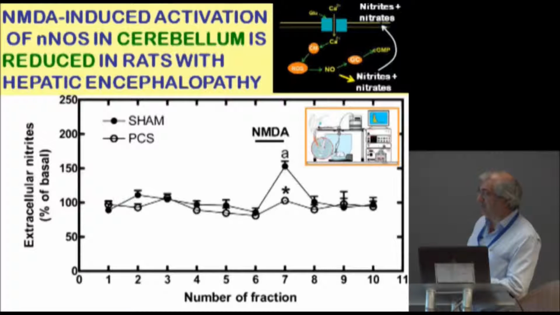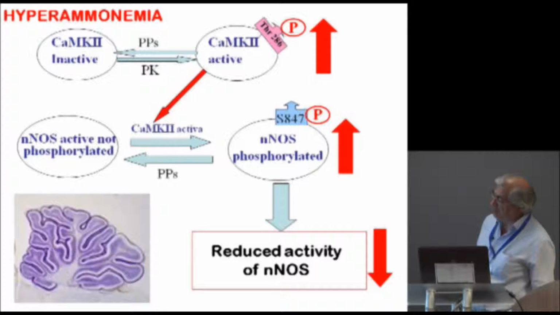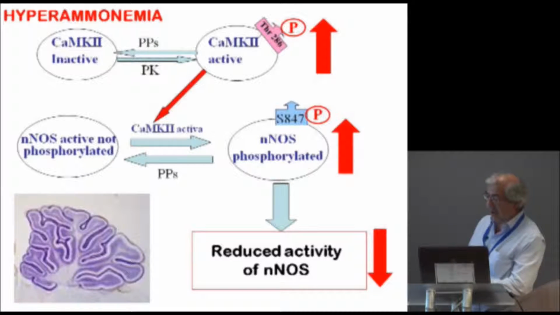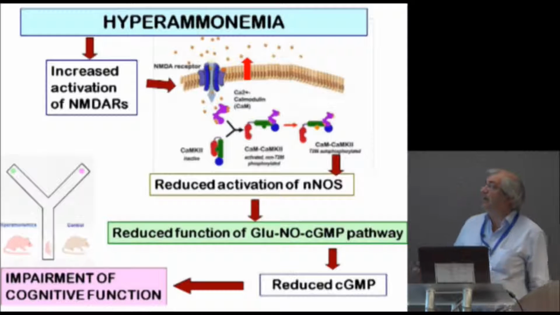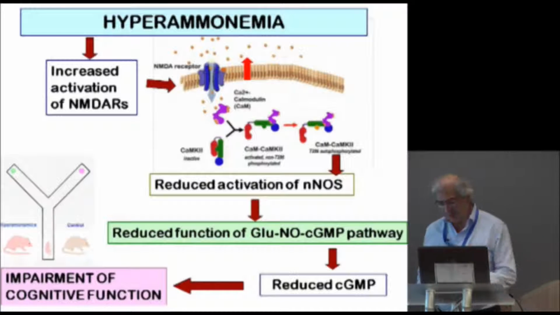We studied the mechanism by which this occurs in slices of cerebellum, and we found that reduced activity of NOS is due to increased phosphorylation in serine 847, which in turn is due to increased activity of calcium calmodulin kinase 2, which in turn is due to an increased tonic activation of NMDA receptors in chronic hyperammonemia, which finally leads to reduced activation of NOS, reduced function of the pathway, and impaired cognitive function.